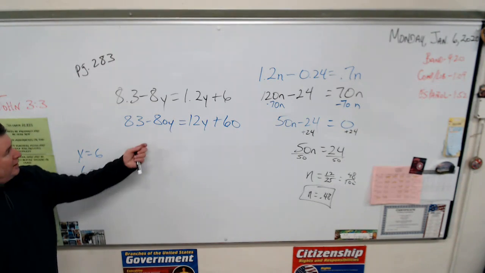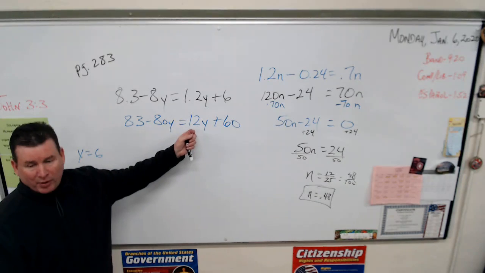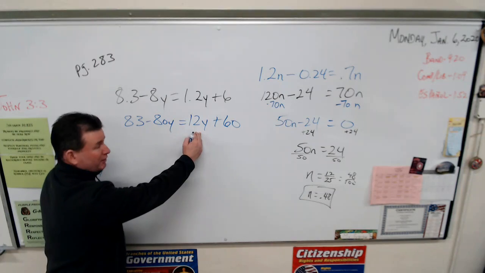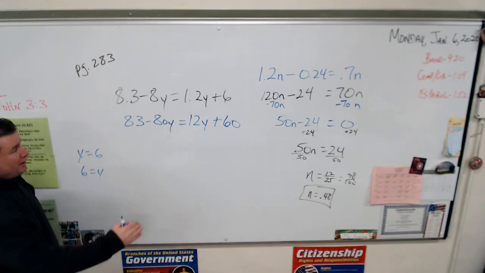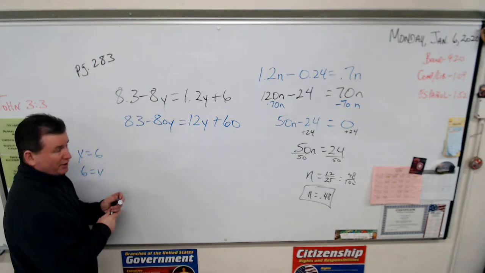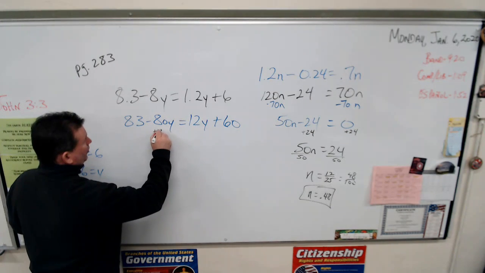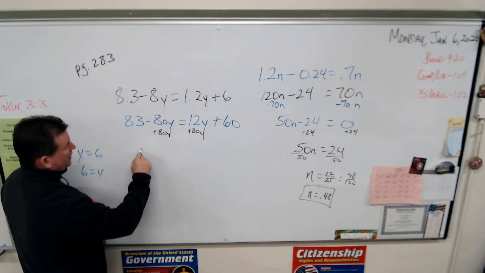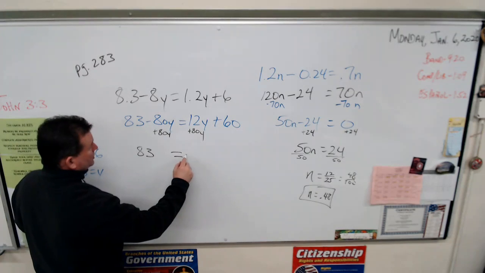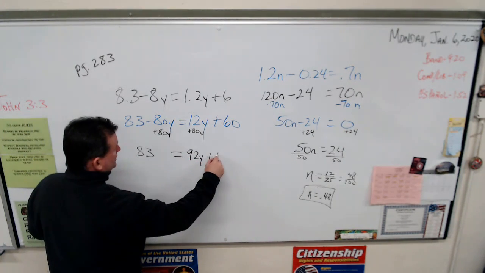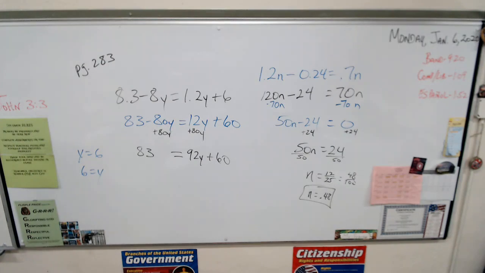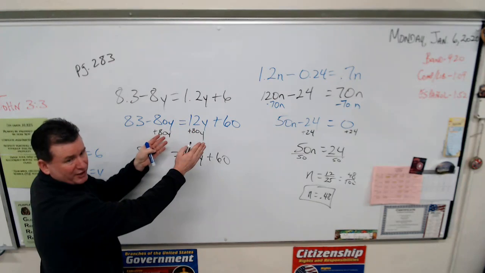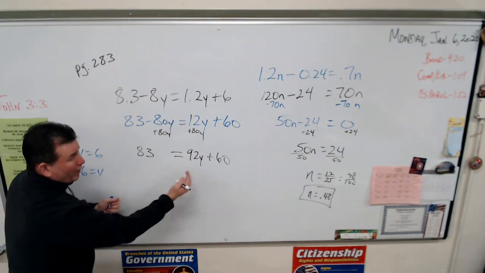Seth, stay with me here. I have a negative 80y and a positive 12y. If I was to subtract 12y from here, I'd have negative 92y. I can add 80y. Watch this. I can add 80y to both sides. And my new equation is going to be 83 equals 92y plus 60. I'll stop there. What did I do? I did the same thing to both sides of the equation, and I fixed it so the y is only on one side.